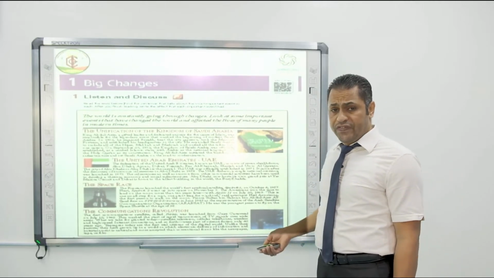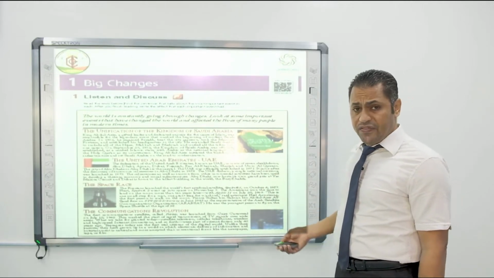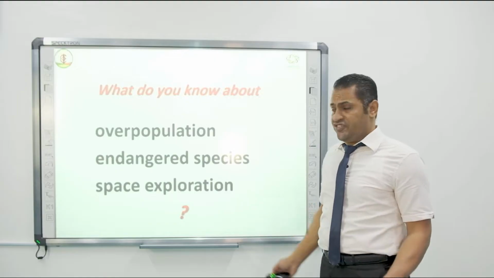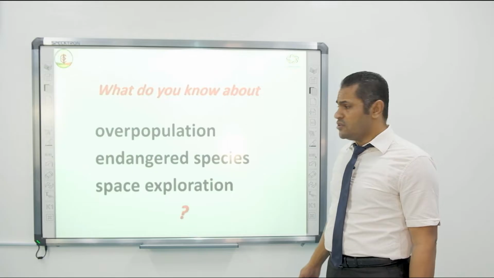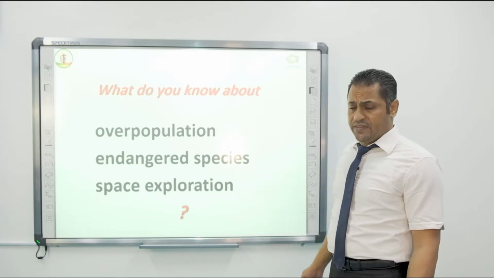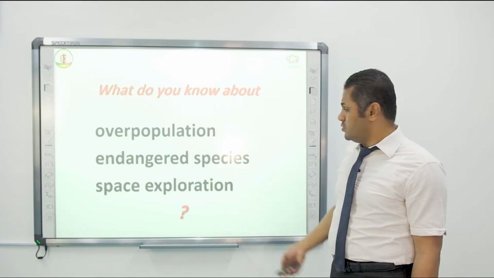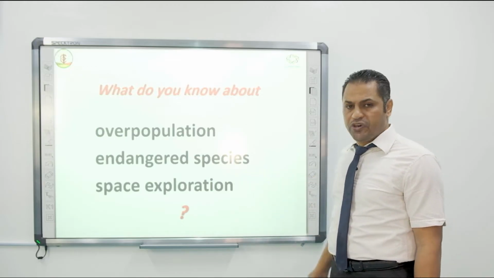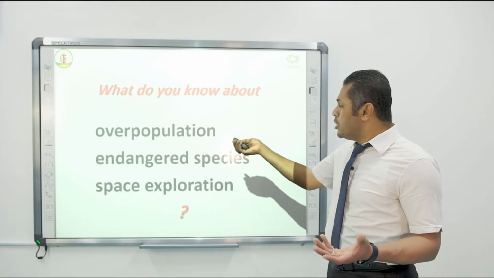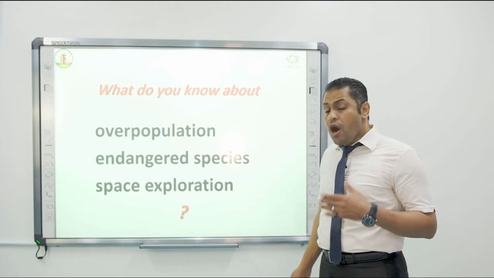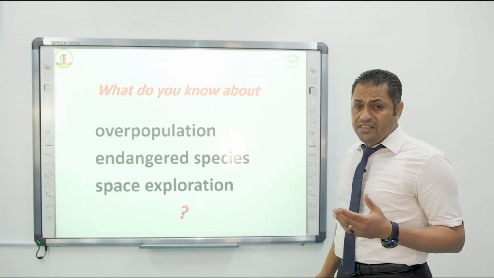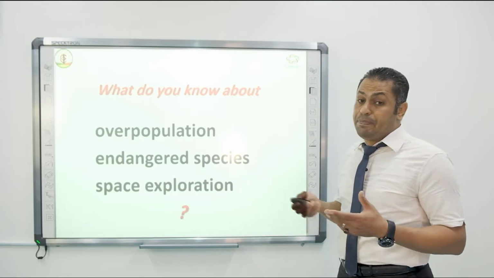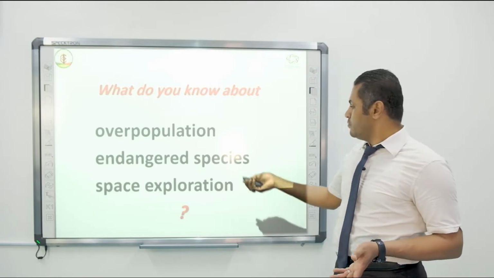Notice these photographs, these paragraphs. Firstly, I want to ask you a question. What do you know about these words? Overpopulation, endangered species, space exploration. What is the meaning of overpopulation? Overpopulation is the big increase in the number of people in a certain country.